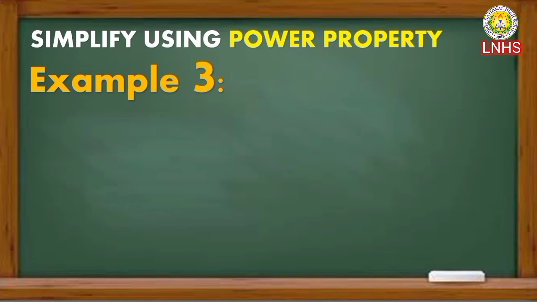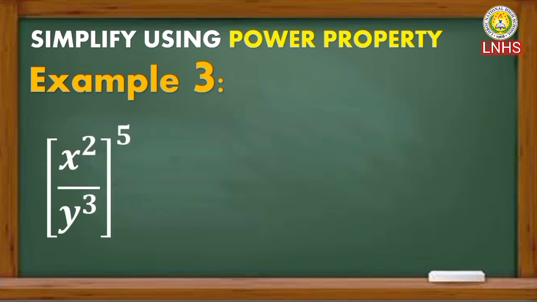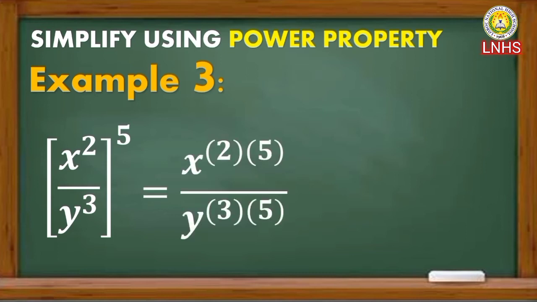Example number 3. x squared over y cubed, raised to the power of 5. The result here is x raised to the power of 2 times 5 over y raised to the power of 3 times 5. Then simplify. The result is x raised to the power of 10 over y raised to the power of 15.